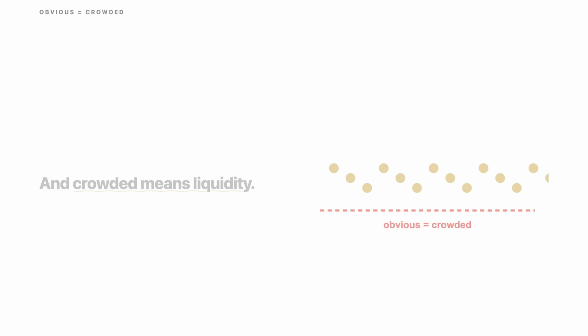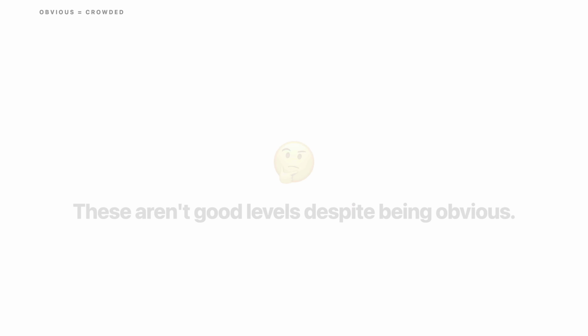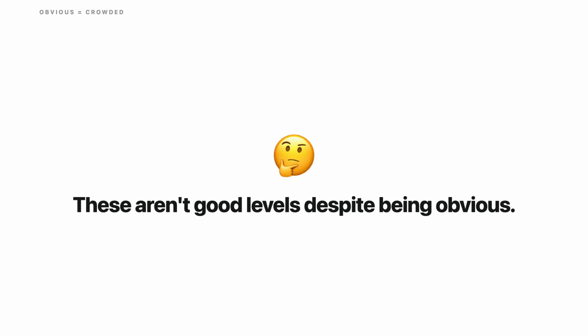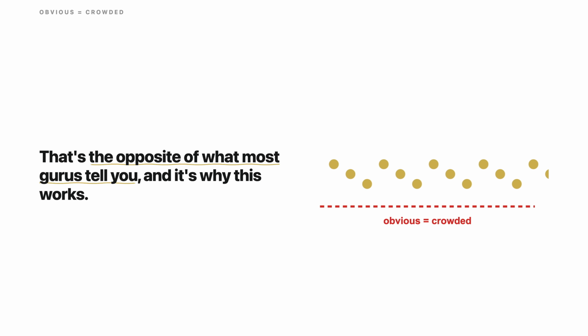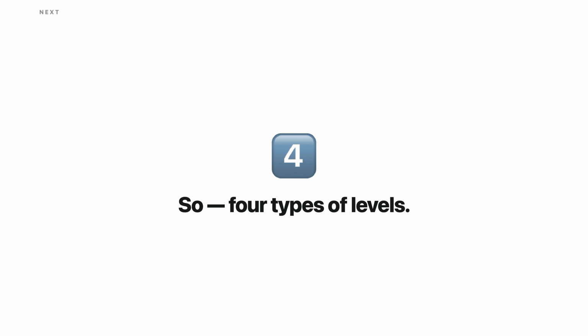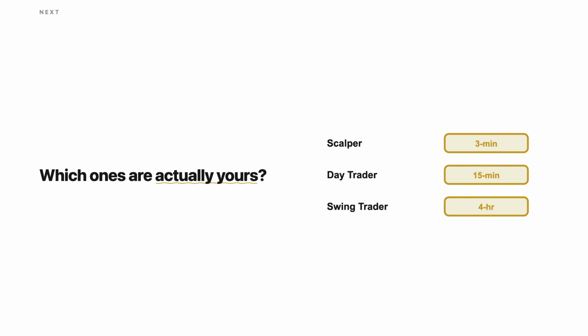Obvious means crowded. And crowded means liquidity. These are not good levels despite being obvious. They're good levels because they are obvious. That's the opposite of what most gurus tell you, and it is why this works. So, 4 types of levels. Which ones are actually yours?